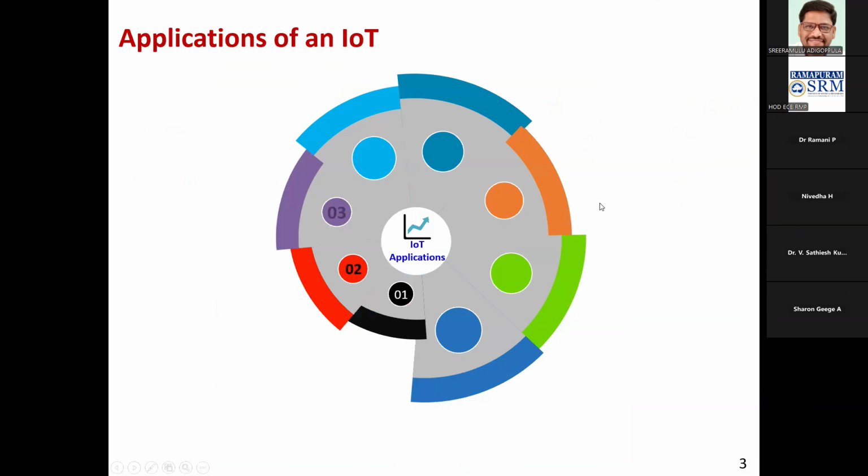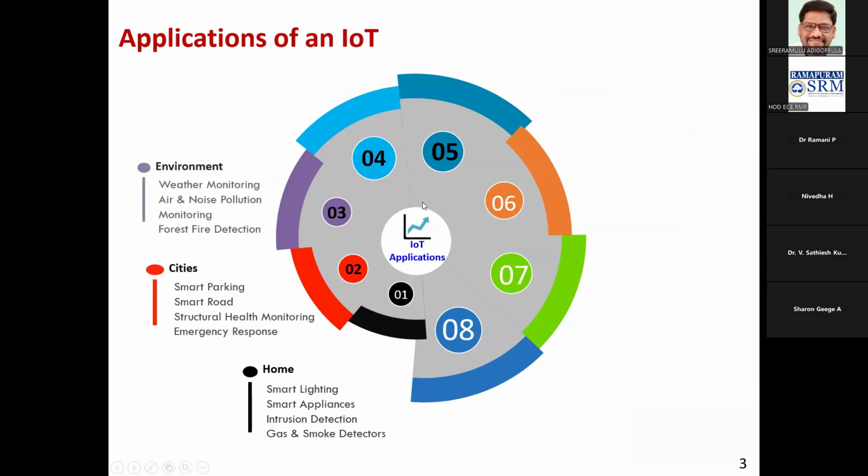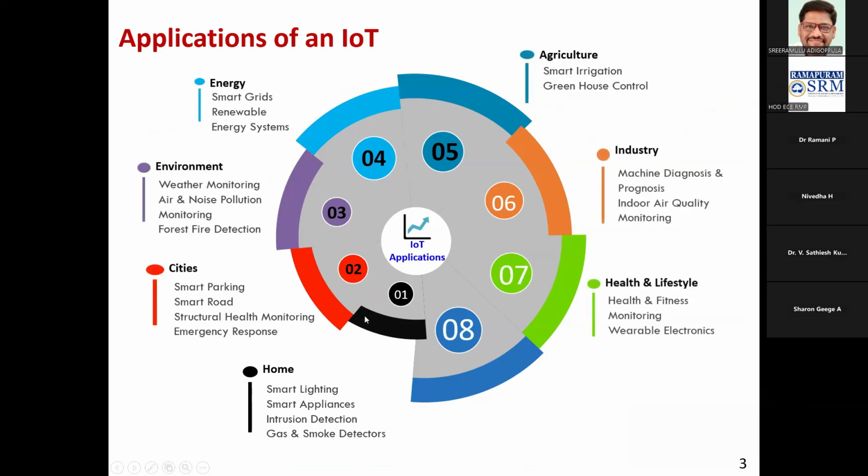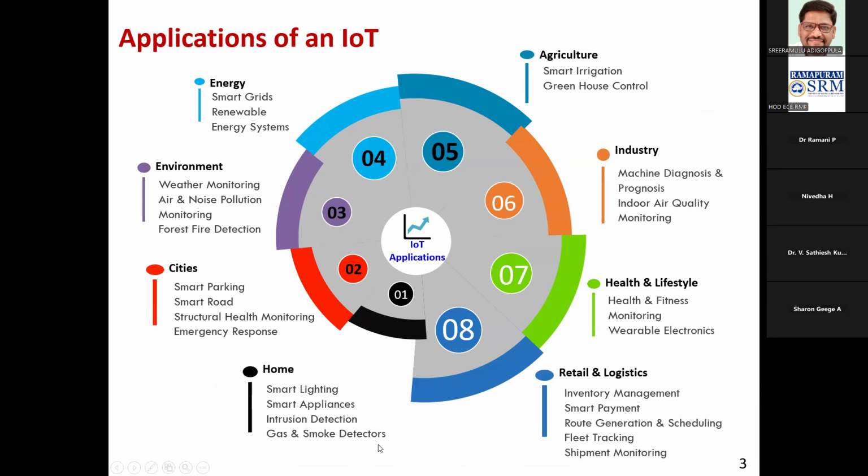There are different applications of an IoT. So this most of you might be knowing. In home, we can use IoT for smart lighting, smart appliances, intrusion detection system, gas and smoke detectors. In case of cities, government is heavily investing on making a city to be a smart city. So in that we can have a smart parking system, smart roads, structural health monitoring, emergency responses can be incorporated.